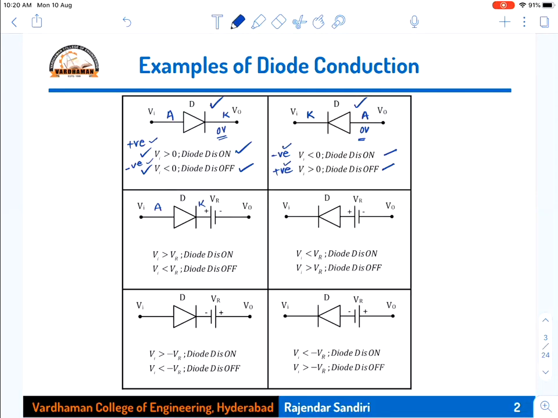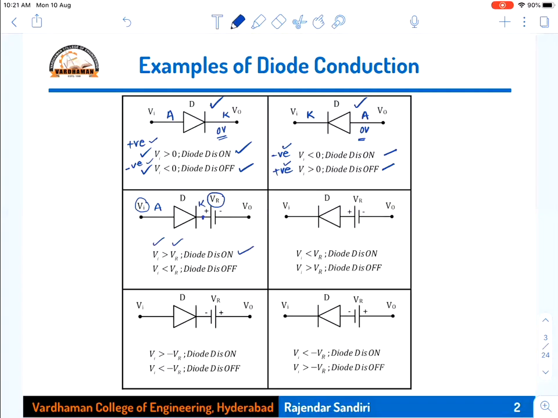Now here I have a battery with positive terminal connected to the cathode, plus VR. So now I have to compare this Vi on the anode side with VR on the cathode side. Now I can say this diode D is on if the anode voltage is greater than the cathode voltage. Anode voltage is Vi. Cathode voltage is plus VR, since the battery terminal connected there is positive. So therefore, if Vi is greater than VR, that means anode voltage is greater than cathode voltage, then the diode is on.